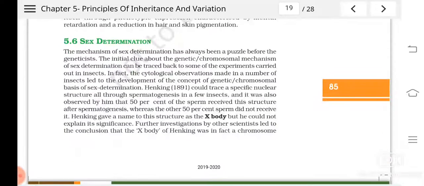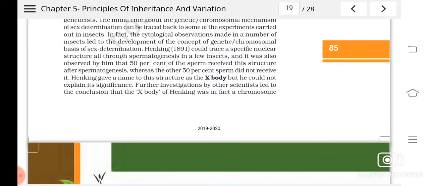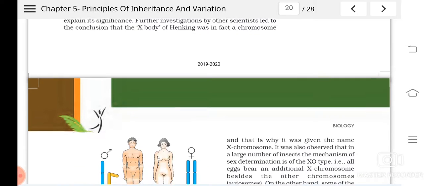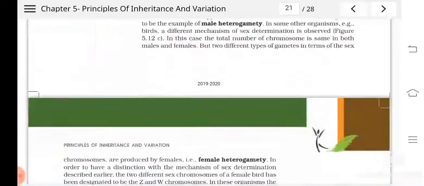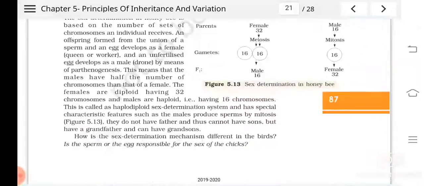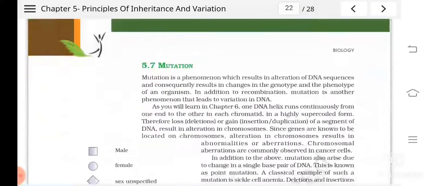Then we have studied about sex determination, and there are different methods of sex determination, that is genetic determination. That is XY, then XO and ZW. Examples you have to remember. Then you have learned about mutations, isn't it? So what are mutations? Sudden heritable changes that happen in the genes or DNA that will result in the change in the phenotype, and it can also be inherited.